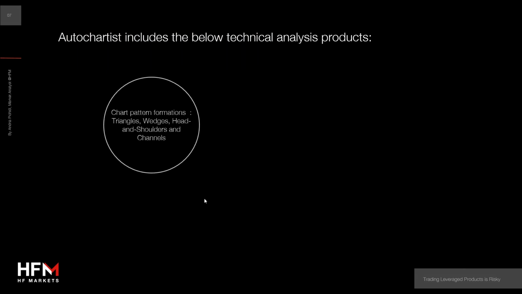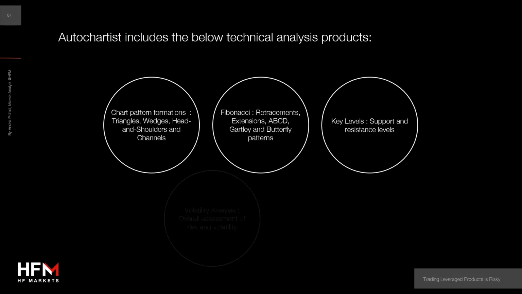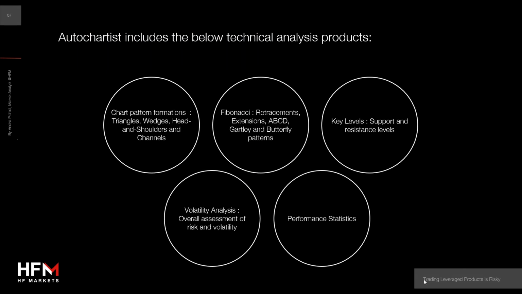Okay, let's move on. These are all the technical analysis tools that you can find in Autochartist. So wedges, triangles, head and shoulders, channels, extensions, ABC, ABCD, Elliott, butterfly patterns, Hartley patterns, support and resistance levels in different time frames, volatility analysis, performance statistics, everything is there. I'm going to show you in a bit. Let's move on.